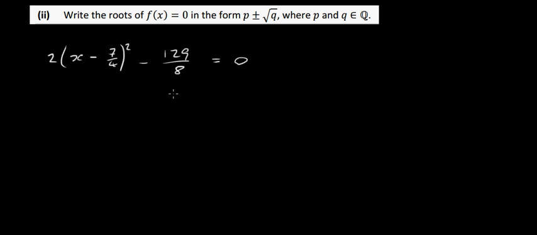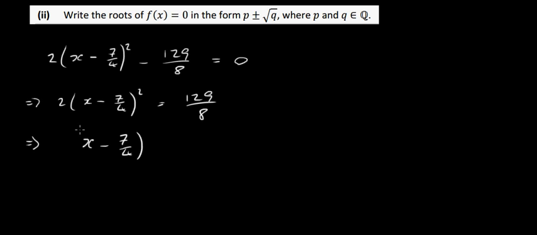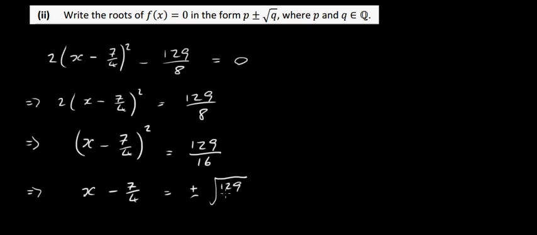So let's start. We'll bring this over to the other side, or add this to both sides, so that will give me 2 times x minus 7 over 4 squared is equal to 129 over 8. Let's divide by 2 now, so that will give me x minus 7 over 4 all squared equal to, we're dividing by 2 here, so that's just going to give me 129 over 16. Okay, next thing we've got to do is square root both sides. So here I'm going to get x minus 7 over 4 is equal to, now this has got to be plus or minus the square root of 129 over 16.